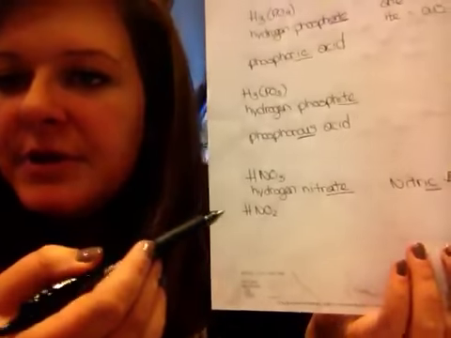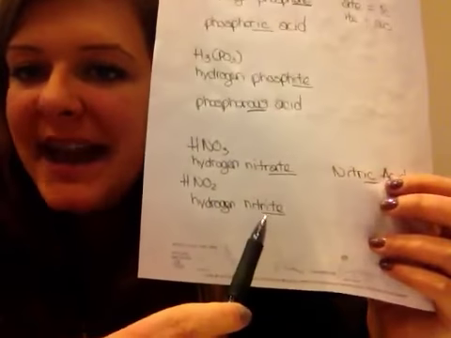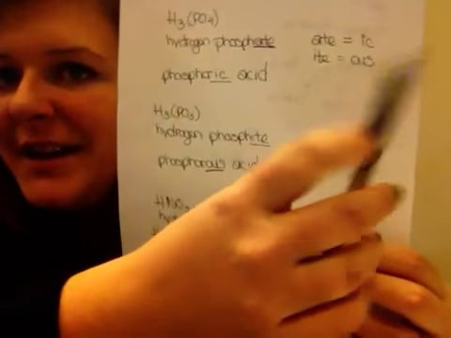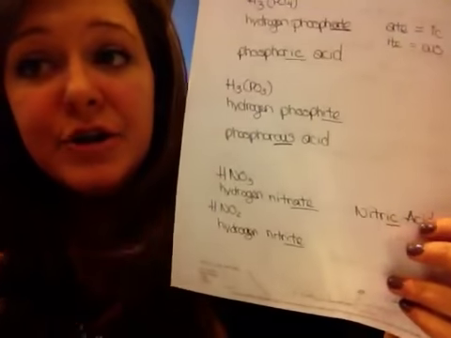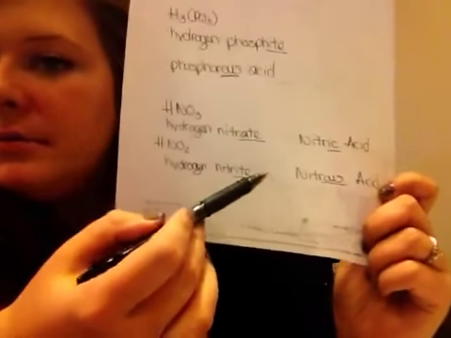Now let's do the same thing for HNO2. HNO2 was hydrogen nitrite, but now I need to change that to its acid name. This ends in -ite, which means it's going to change to -ous. So I'm not going to call this nitric acid, I'm going to call this nitrous acid. Okay, so we have nitric, nitrous.